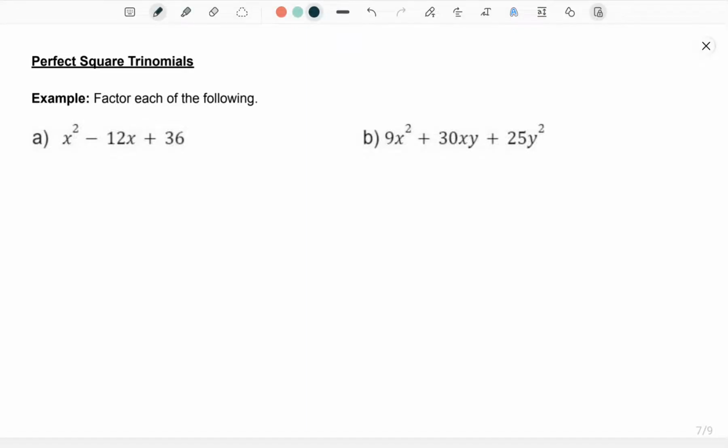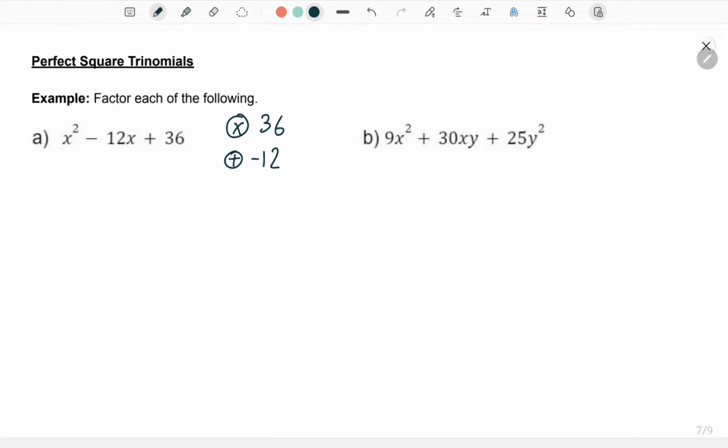Perfect square trinomials. So first, you might see, let's say this first example, what's special about that? And let's just factor it like we would a regular simple trinomial. So let's find two numbers that multiply to 36 and add to negative 12.